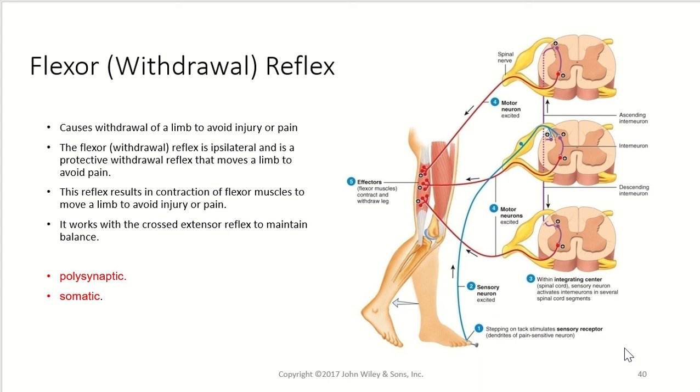So the flexor or withdrawal reflex is going to be ipsilateral and is a protective withdrawal reflex that moves a limb to avoid pain. This reflex results in contraction of the flexor muscles to move a limb away from any kind of injury or painful stimuli. And it works with the cross extensor reflex to maintain balance as well. And it's important to mention that this flexor or withdrawal reflex is both polysynaptic and somatic in nature.